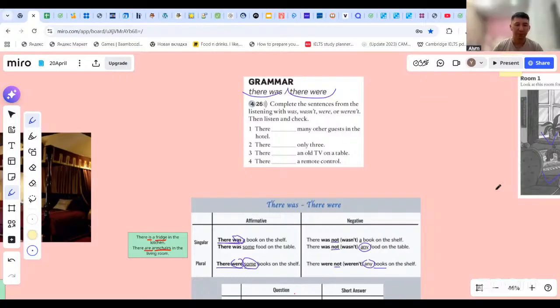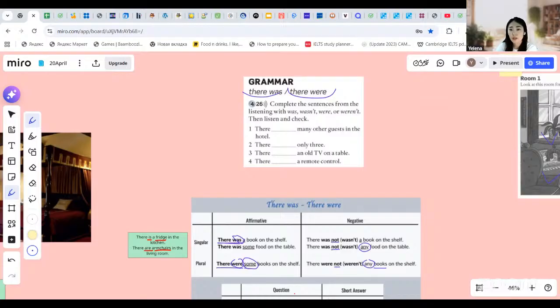Difference, that's present and the past. Yes, definitely. Exactly, you're right. So we use there is, there are for present and there was, there were for past. Good. Well, as your home assignment, Serhan, as your homework, I would like you to do some exercises.